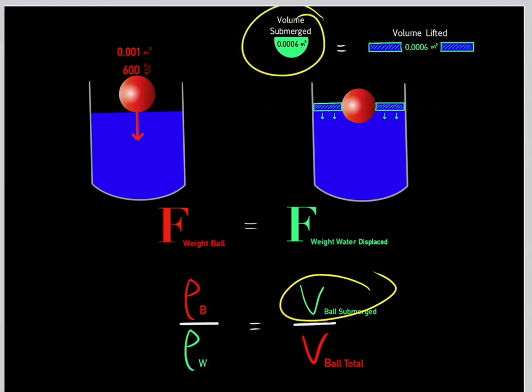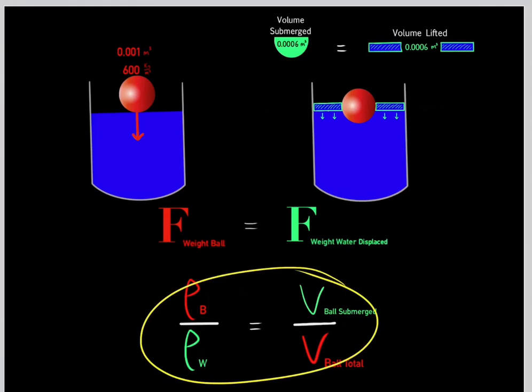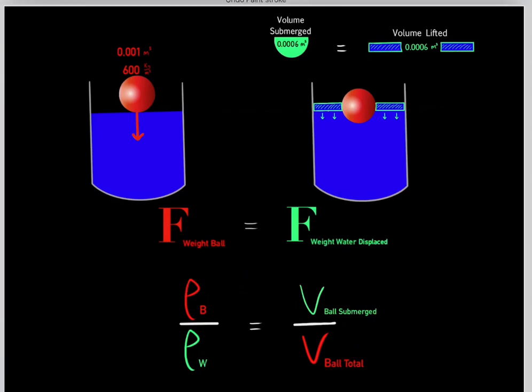This equals the volume of the ball submerged. If you go back, remember this V term, which we said was the total volume of the ball. So we're left with this equation. This equation is pretty interesting.